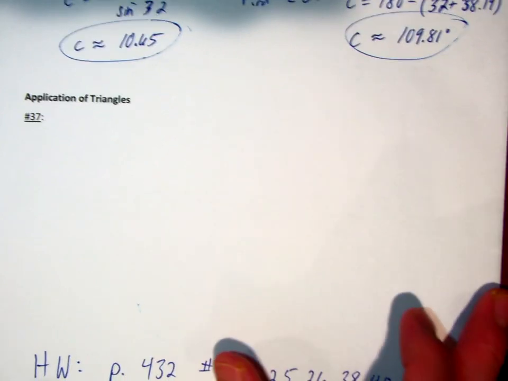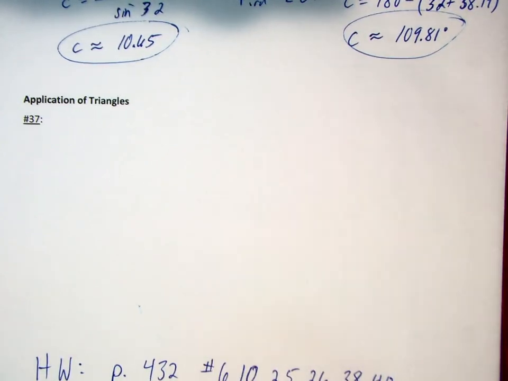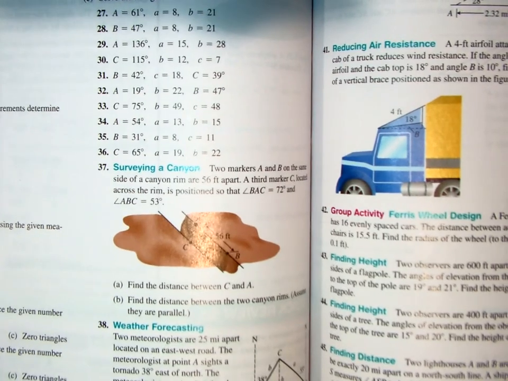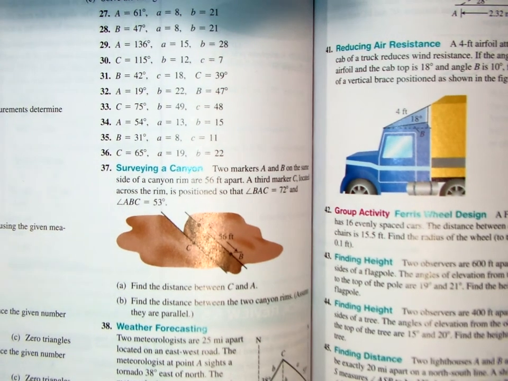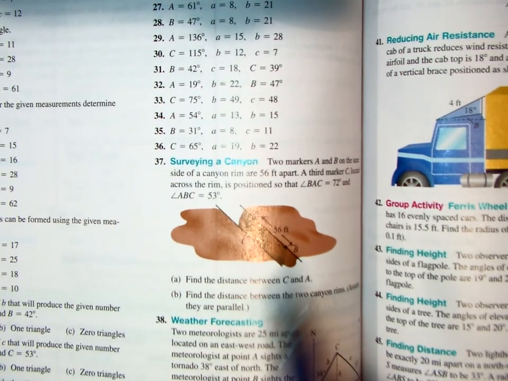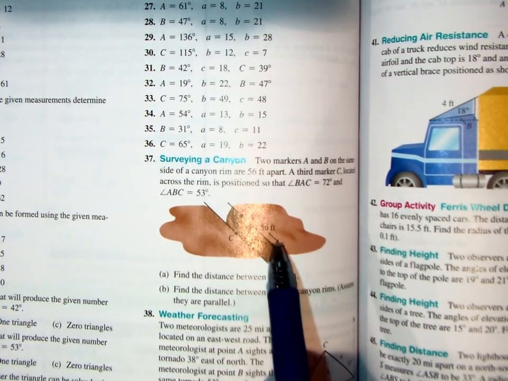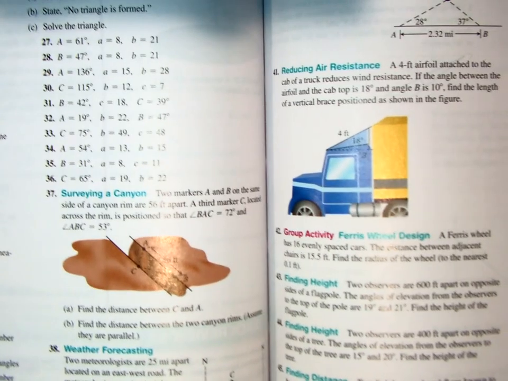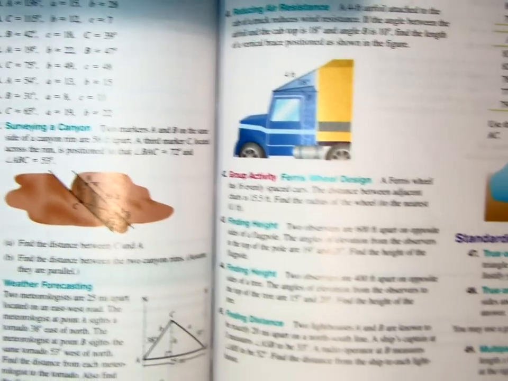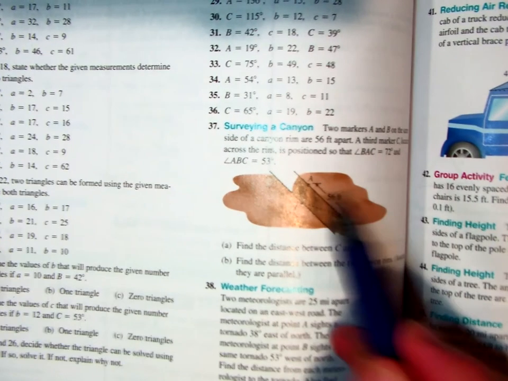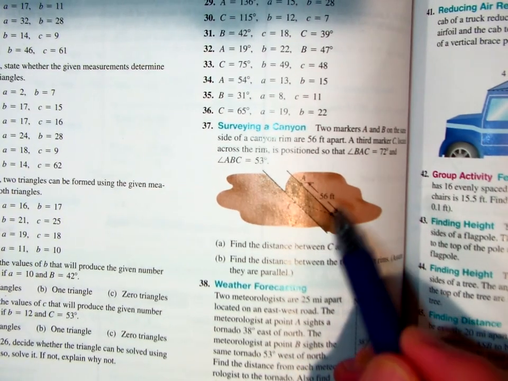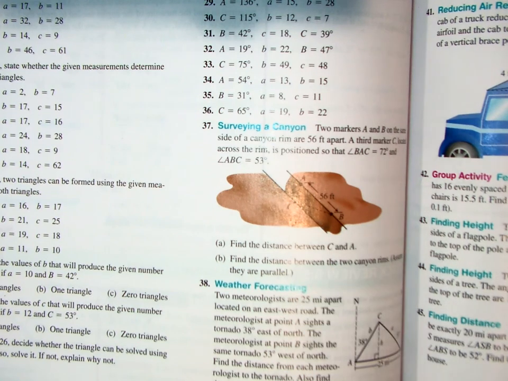There's an application problem, number 37 from your textbook. So let me show it up here. This is on page 432. Page 432, number 37, okay? There's the picture, and you can all look in your own textbook. But you have two markers on one side of a canyon. Let me move it out of the glare here if I can. Not really. Anyways, like I said, you can look in your own textbook. Two markers 56 feet across from each other on one side of the canyon. Angles and side C is across from it.